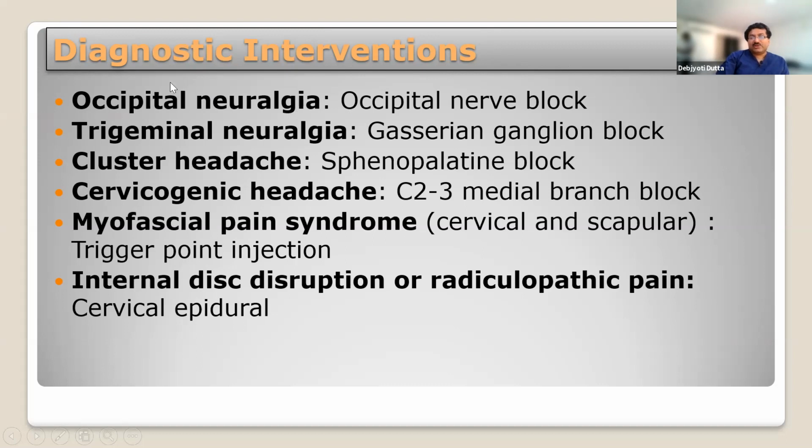Next, trigeminal neuralgia, another very painful disorder. Here we go for the Gasserian ganglion block. First we do the diagnostic block, and if it is confirmed, we can go for radiofrequency ablation for the trigeminal neuralgia, which is also very common. For cluster headache, apart from medications, there are two things that work. Among the medications, sumatriptan is very useful in terminating cluster headache and migraine both.